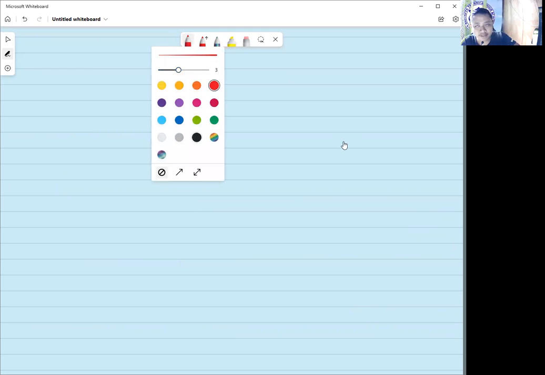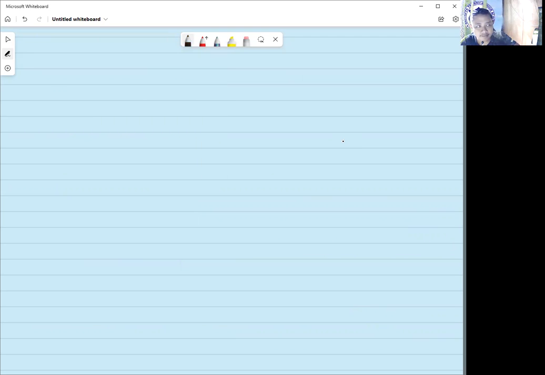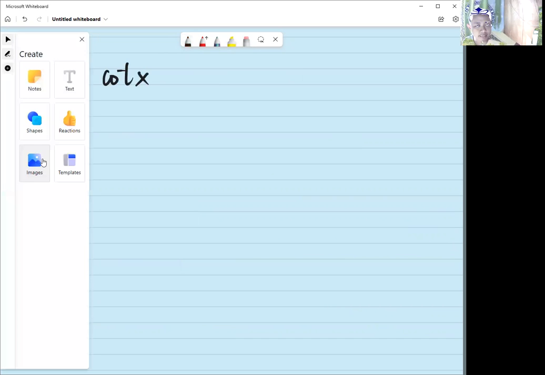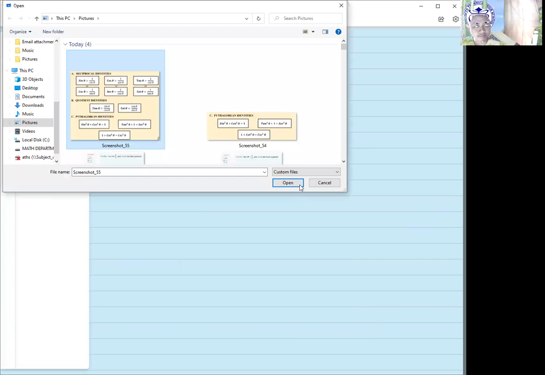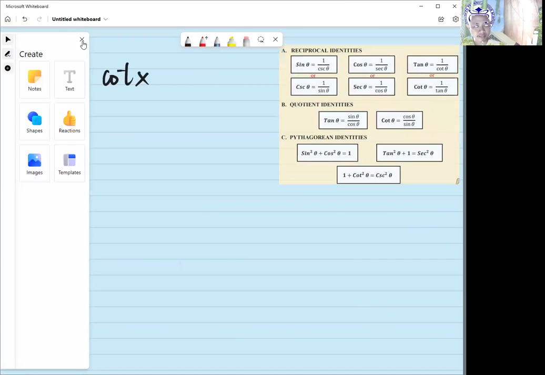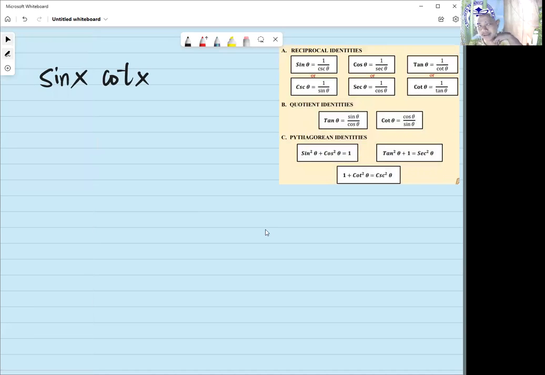Express to single function. So we have sine x cotangent x. Let me insert our identities here. Game. What's the first thing to do here? More examples as requested.